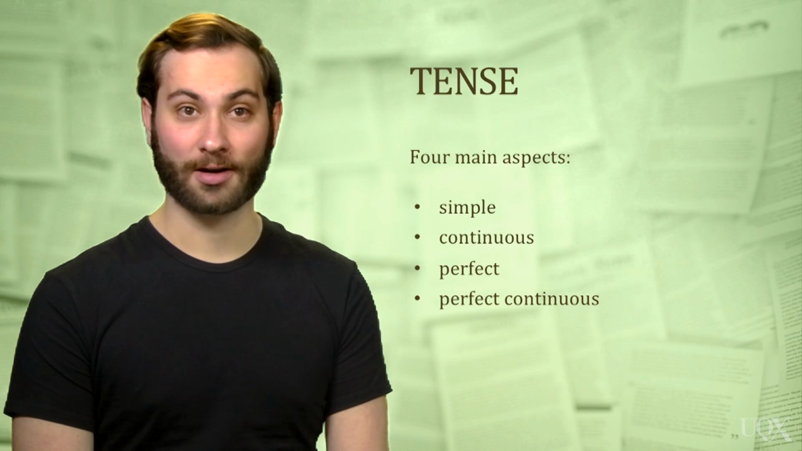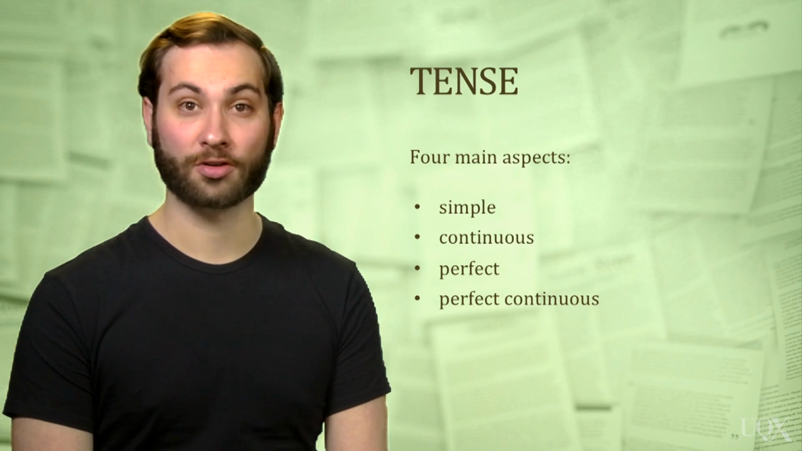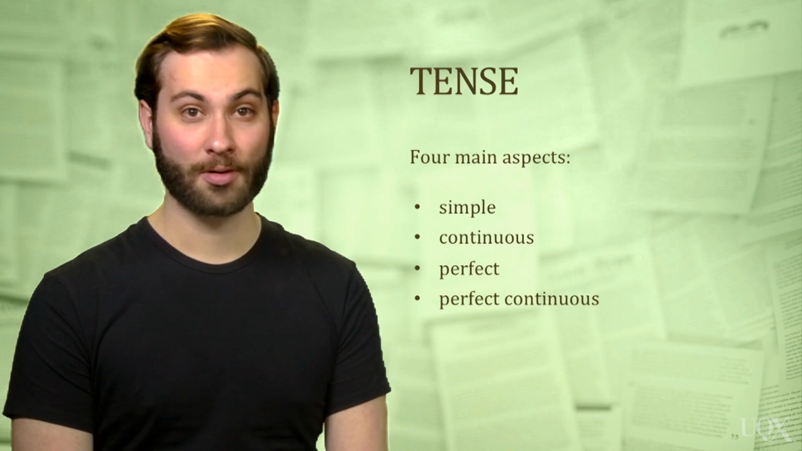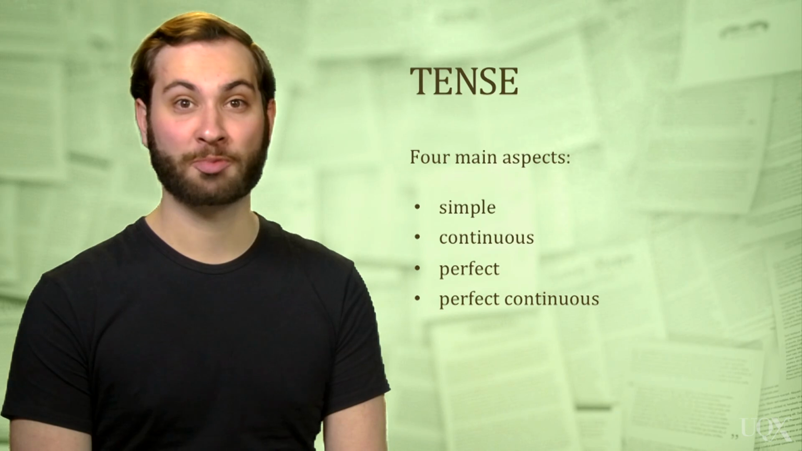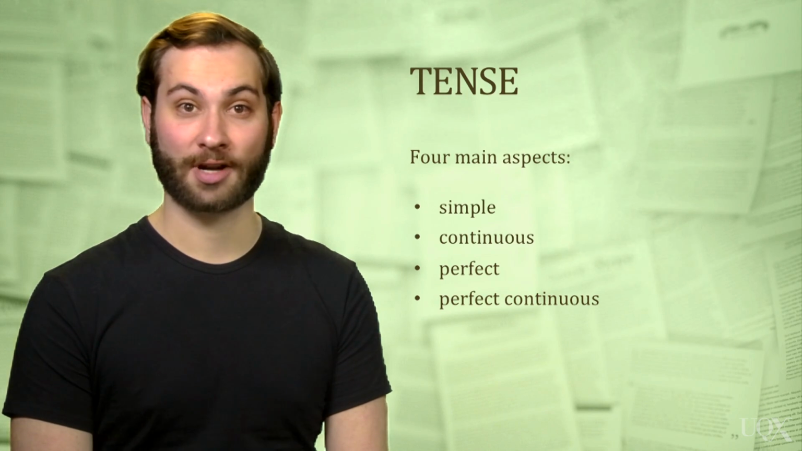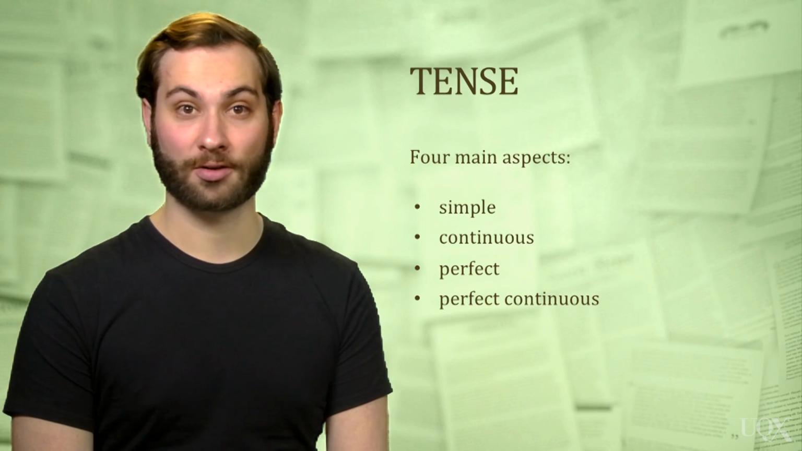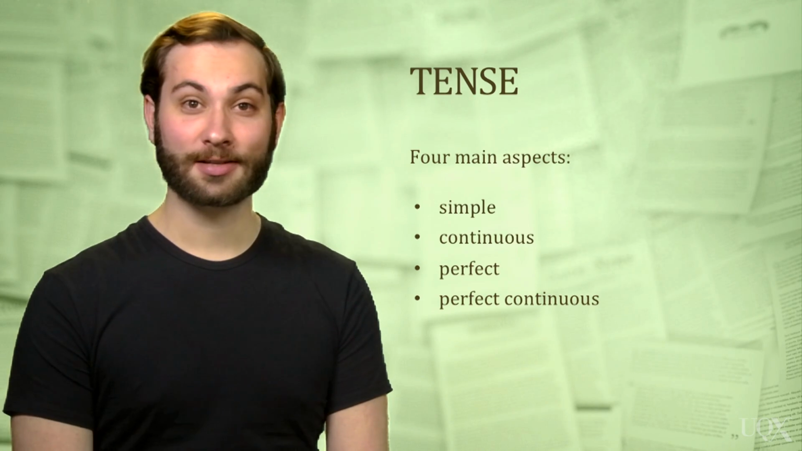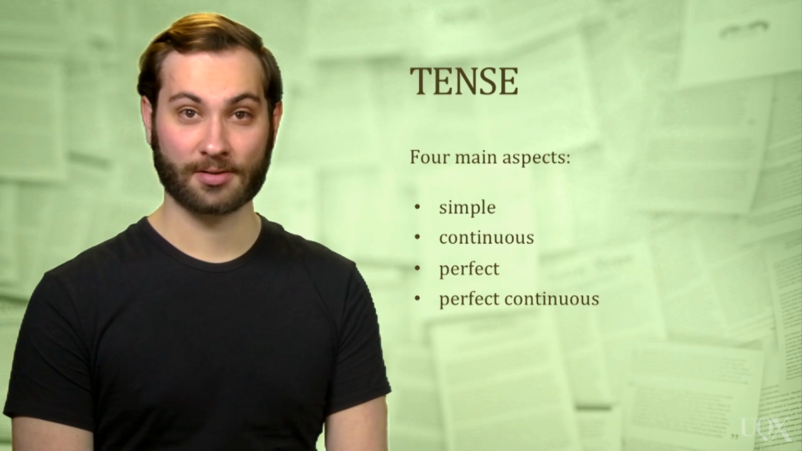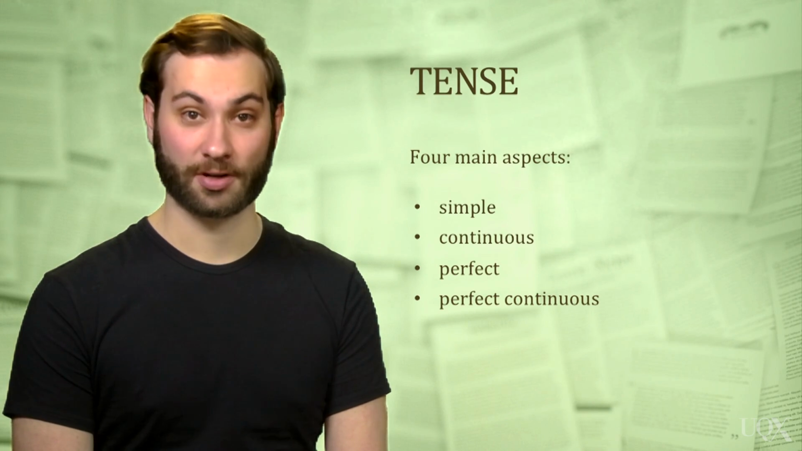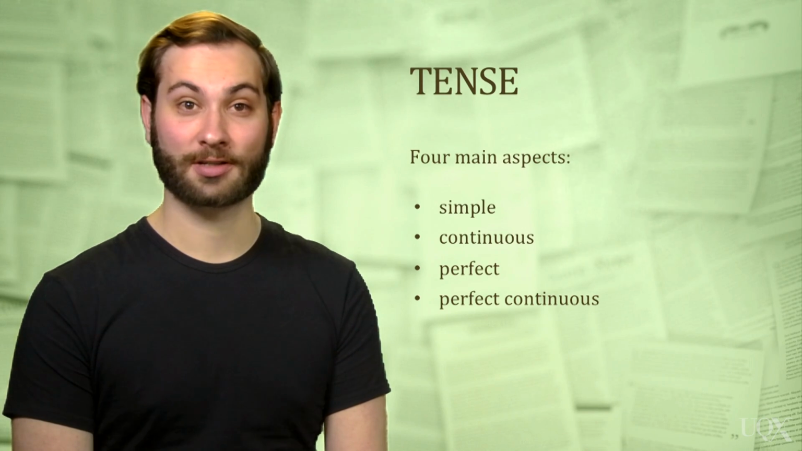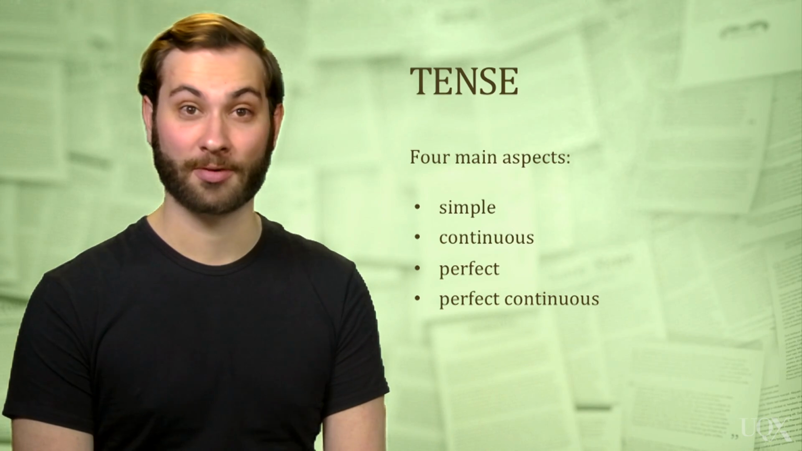These aspects are simple for recurring actions, continuous for ongoing actions at precise moments, perfect for completed past action leading to present events, and perfect continuous for actions that have been or will have been going on until now or then, but ended or will end. Tense can also be further modified by voice, which we will be covering later in this lecture. Your course resources contain a table that clearly shows these various tenses in relation to the verb keep.